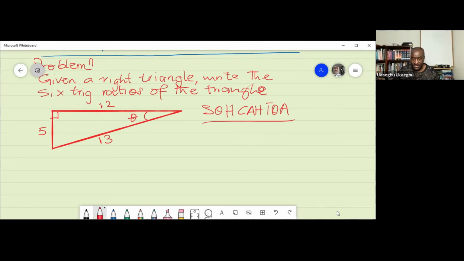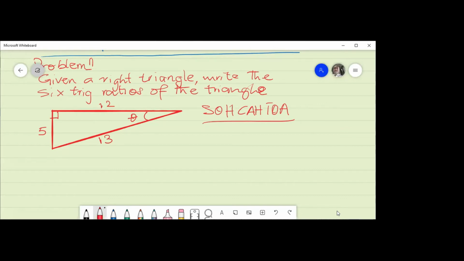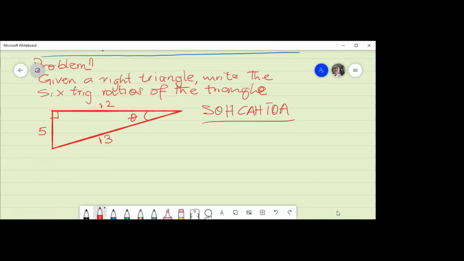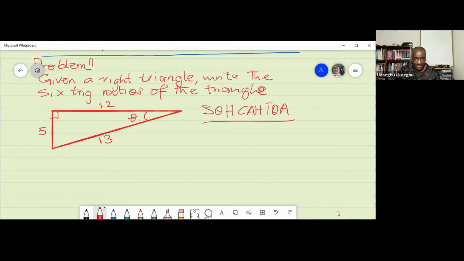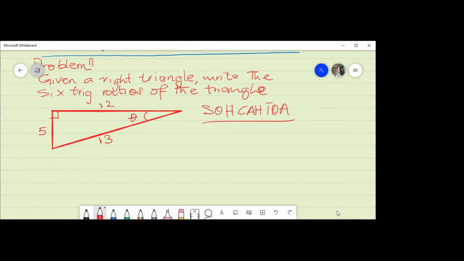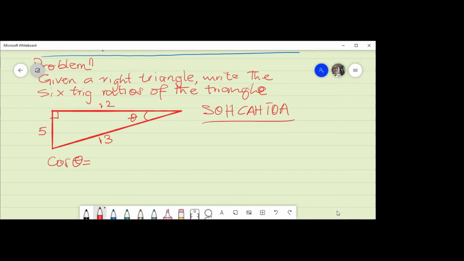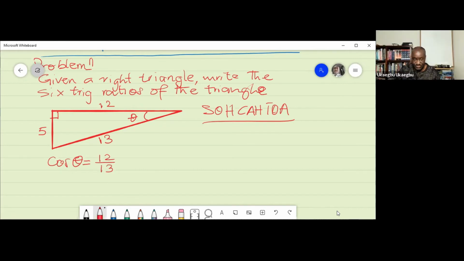Kathy, go. What is cosine theta? I got 12/13, but I don't think that's correct. It doesn't have to be correct. It has to be a genuine effort you made. If it is correct, we will acknowledge it. If it is wrong, we will correct it. That's the whole game. So somebody said that cos theta is 12/13. Who agrees with that? I do. Okay, another person acknowledged it.